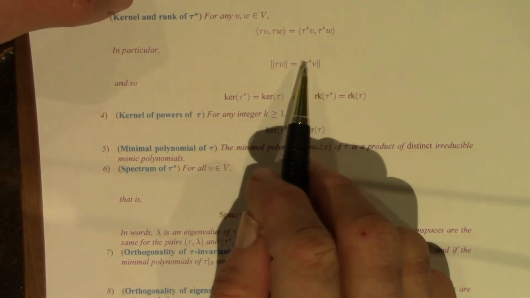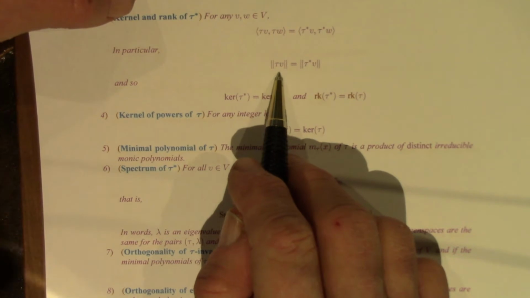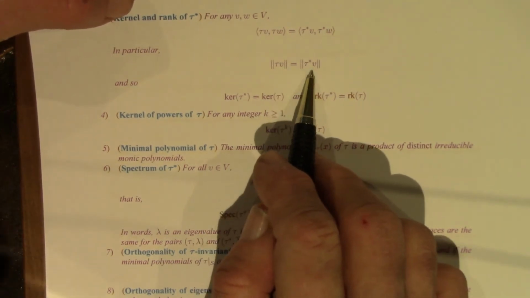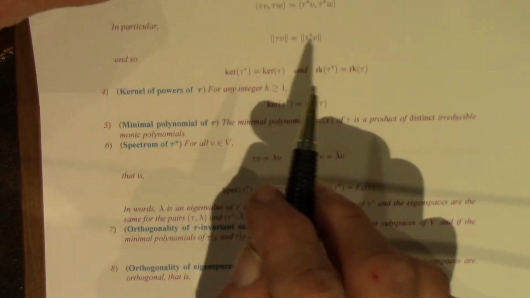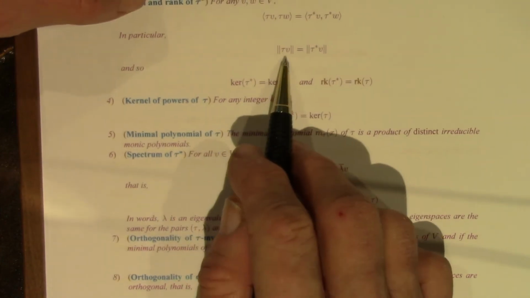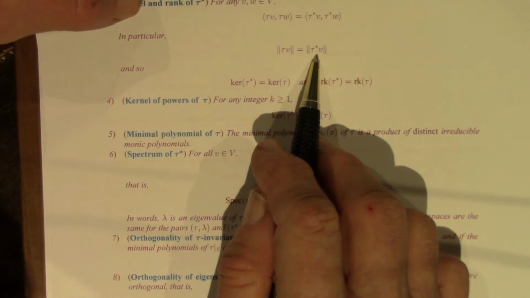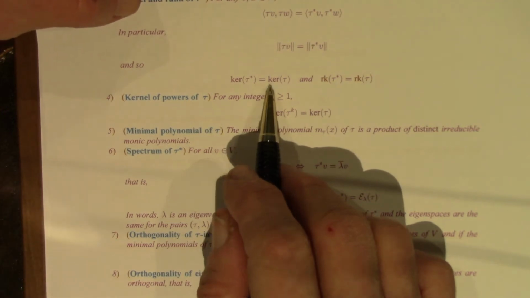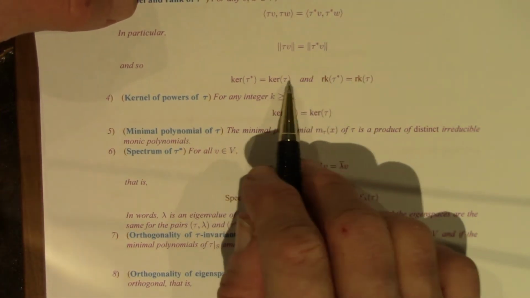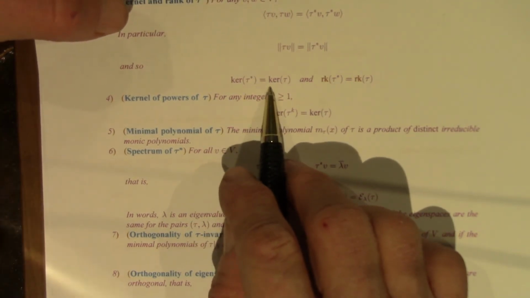But in particular, if w is equal to v, we then know that the norm of tau v is equal to the norm of tau star v for all vectors v, which means that tau of v is 0 if and only if tau star of v is 0. And so tau and tau star have the same kernel. Therefore, they have the same nullity, which is the dimension of the kernel, and by the rank nullity theorem, they'll have the same rank.